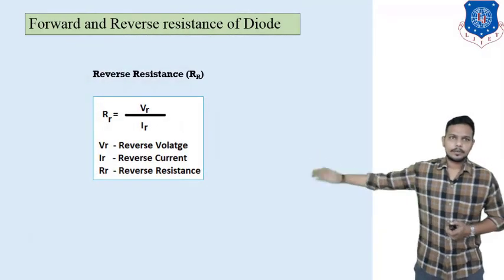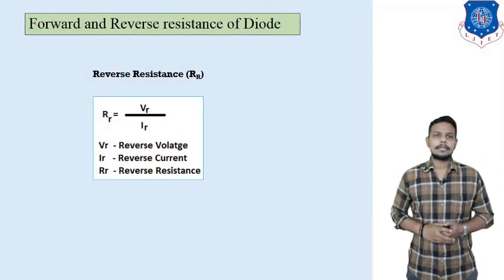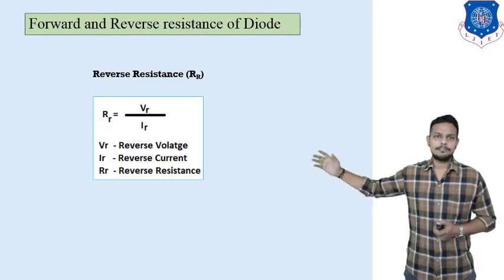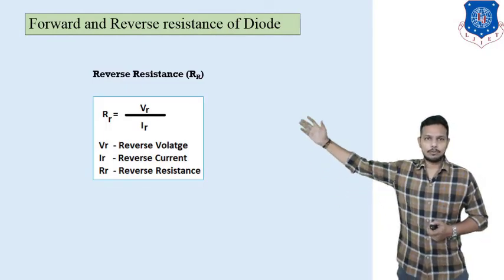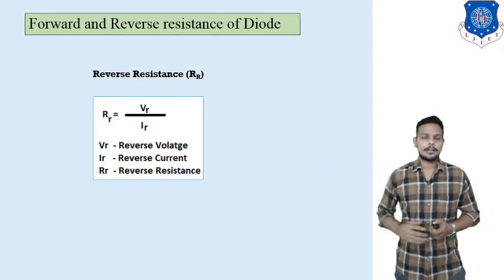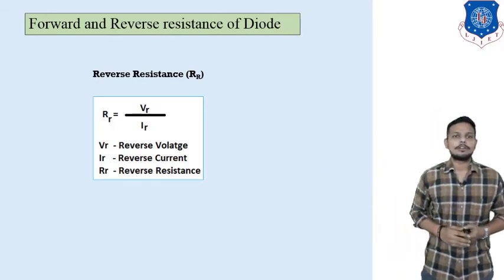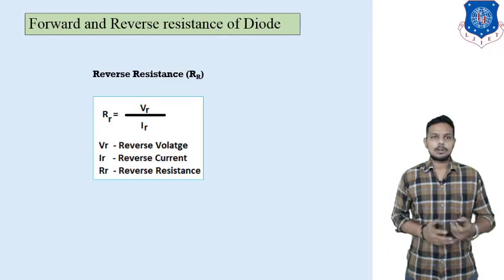Now next, reverse resistance. Similarly here we can find this equation. RR means the reverse resistance is equal to the reverse voltage upon the reverse current. So basically this is the ratio of reverse voltage to reverse current.